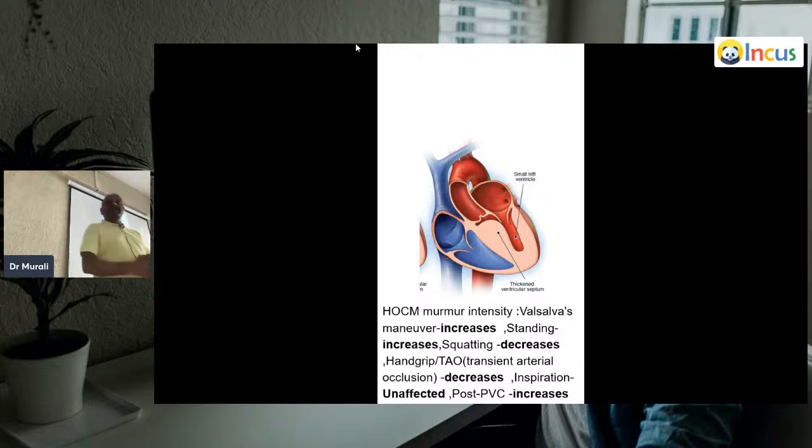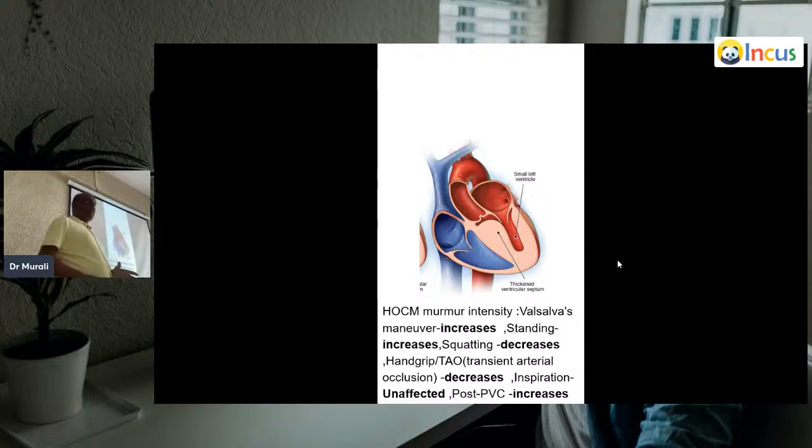You tell me, will this touching between the anterior mitral valve leaflet and the interventricular septum be more or less if the ventricular size is smaller?